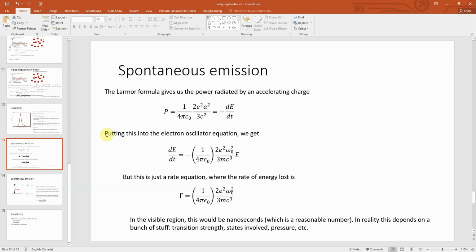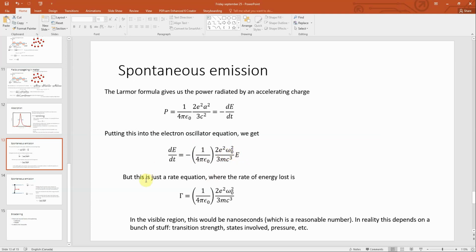So now we put this into the electron oscillator equation, and we get that the rate of change of the energy is going to be minus 1 over 4 pi epsilon naught, 2/3 e squared omega naught squared over 3 mc squared, times the energy of this field. It turns out that this is just going to be a rate equation where this term here is going to be giving us the rate of the energy decay.